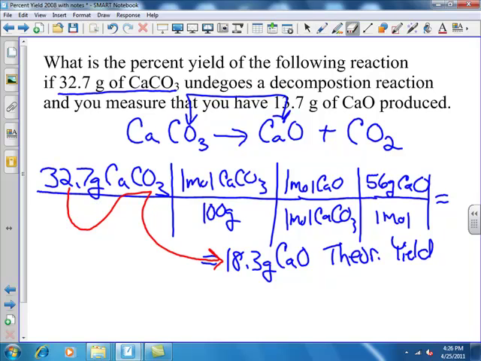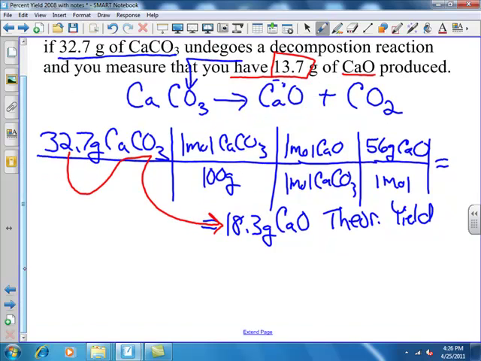Now, this goes back to the problem as far as what you have. You have 13.7 grams of CaO. That's what was produced. So that 13.7 is your actual. If I want to find the percent yield, I have to take 13.7 divided by 18.3 times 100. And that gives me 75%. So, point being, sometimes you have more than one number. You got to think about what the numbers actually mean in the problems.